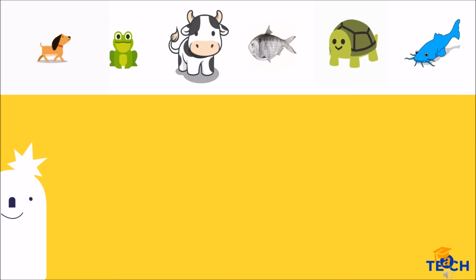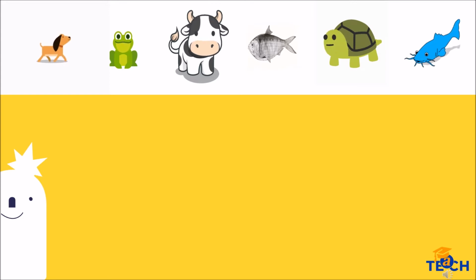Okay, let's have another activity. This time we'll try to categorize the animals according to their habitat using a Venn diagram. Here you can get a piece of paper to draw your own Venn diagram, then place each animal which lives in the same habitat together. Our animals are dog, frog, cow, fish, turtle, and another type of fish which we call a catfish. Okay, you can start drawing now.